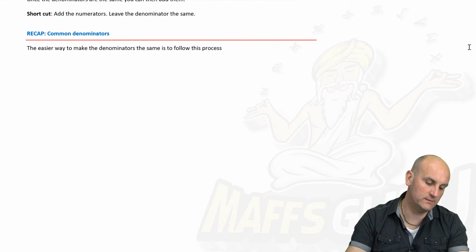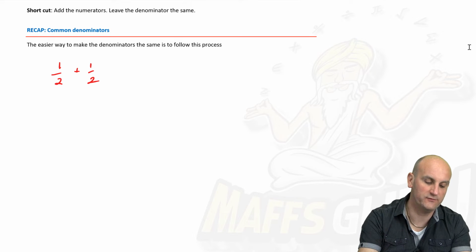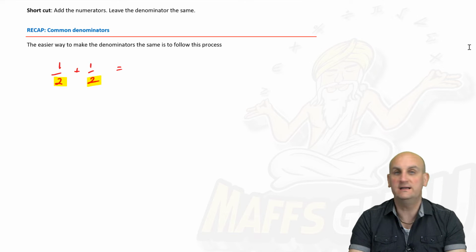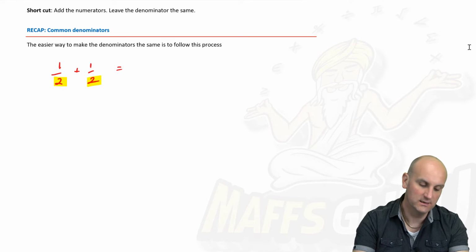So common denominators first. If I do 1/2 plus 1/2, what is the denominator of this fraction? Well, it's the numbers on the bottom. Are they the same? They are indeed. And so when you add fractions, you only ever add the top 2 values together, or the tops. You add the numerators. You only ever add the numerators.